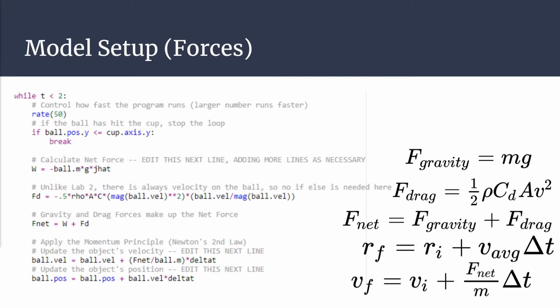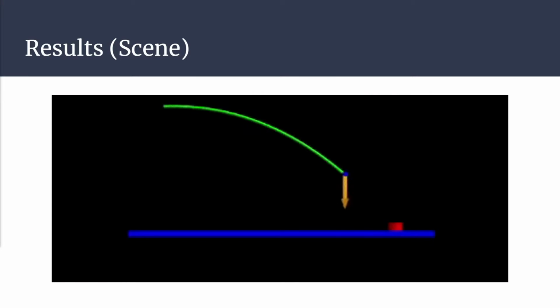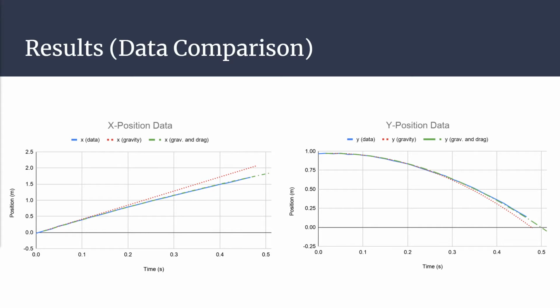Now, we will set up the for loop with the forces that we mentioned earlier. One thing to note on this slide is that even though time is set to 2 seconds, the model will stop simulating as soon as the ball breaks the top plane of the cup. Here, we can see the predicted trajectory of the ball in VPython. With both drag and gravity forces accounted for, we can see that the simulated throw also makes the ball into the cup.